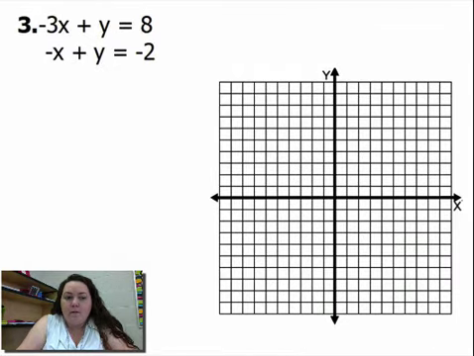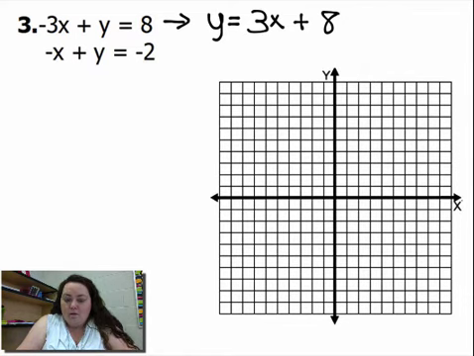Number 3: -3x + y = 8, and -x + y = -2. These are not in slope-intercept form, so I'm going to have to change them first. They're both written in standard form. To change it, I'm going to add 3x to both sides to get the y by itself. I get y = 3x + 8. On the other one, I'm going to add x to both sides, and I get y = x - 2.